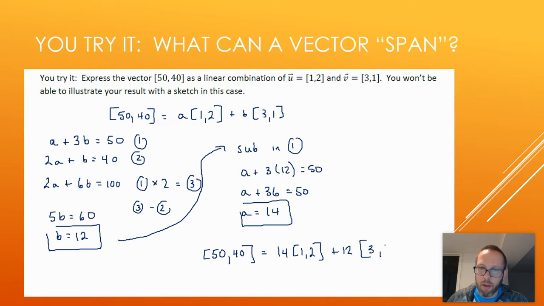And then you can self-check this. 14 plus 36 is 50. 28 plus 12 equals 40. I know it works. So we've done it with two vectors. Hopefully you guys are convinced (1, 2) and (3, 1) spans R2. Any vector we can write in terms of (1, 2) and (3, 1).